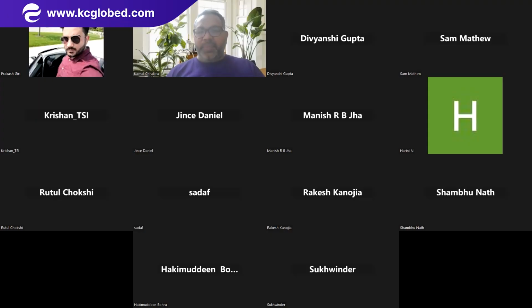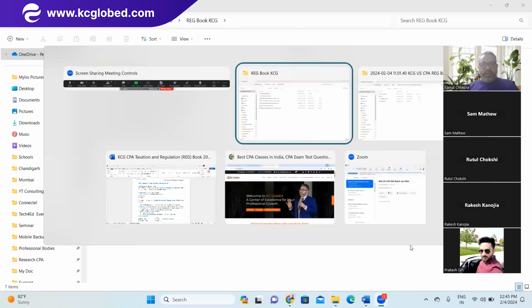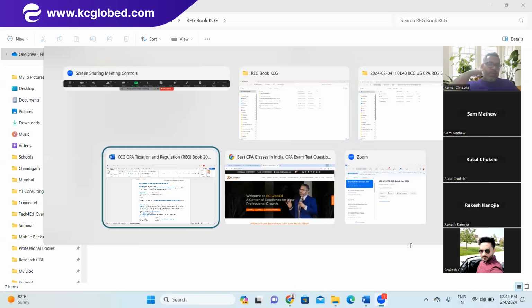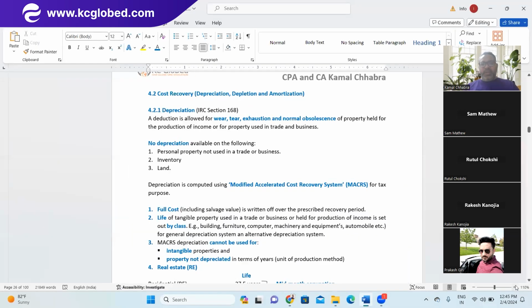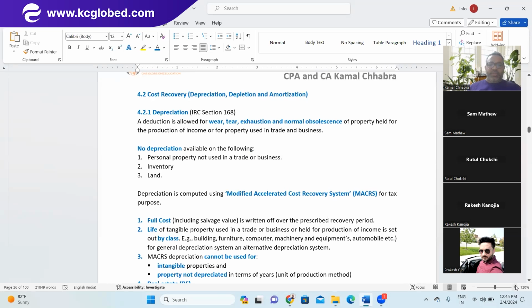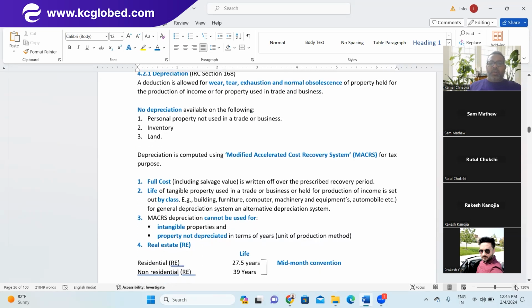Hi everyone, welcome back after the break. So before we went on a break, we have started with the topic of cost recovery. In that, like I said, we'll be discussing three things: depreciation, depletion, and amortization. So we have already started with depreciation, section 168, where we discussed the definition as well as on what asset depreciation is to be levied.